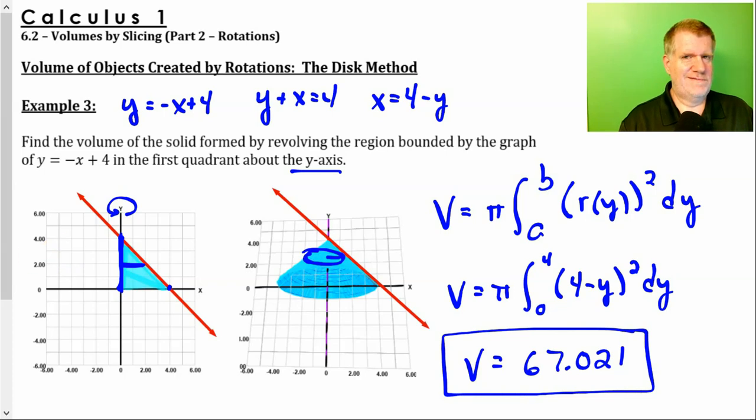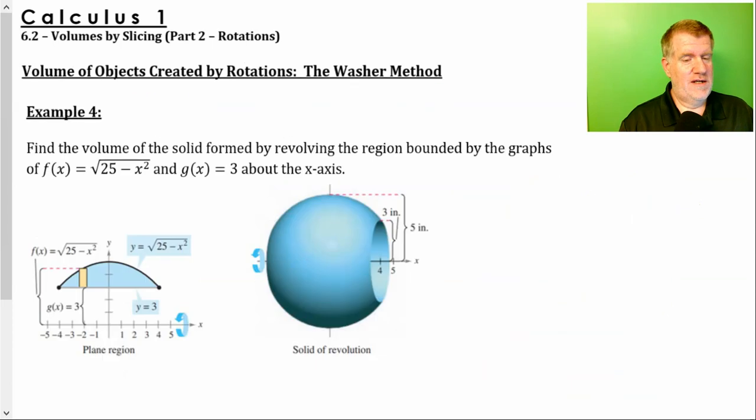Alright, so we're going to change it up again. I've got a hole. Now what do I do? My two equations are the square root of 25 minus x squared, which is this one, and g equals 3. And they happen to intersect at negative 4 and 4. So here's my shape. And I'm going to spin this shape around the x-axis.